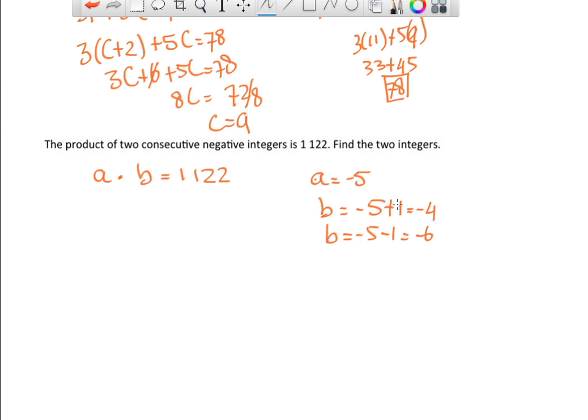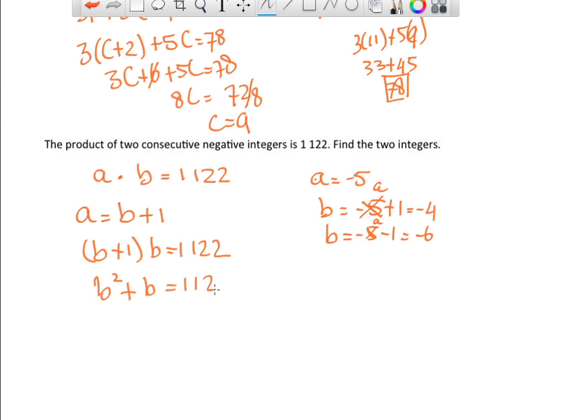So there's a relationship between these two, because this is just A. Right here, this can be replaced with A. So one integer is the other integer plus 1. And it really doesn't matter which way you write this. So in this case, you do B plus 1 times B is 1122. That means B squared plus B equals 1122, so B squared plus B minus 1122 is equal to 0.